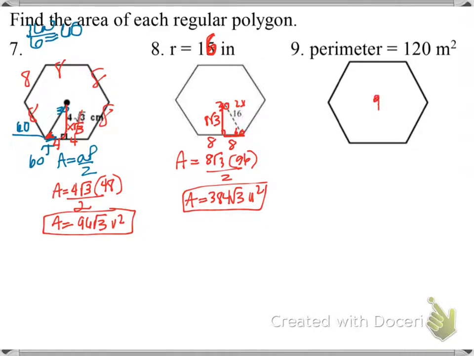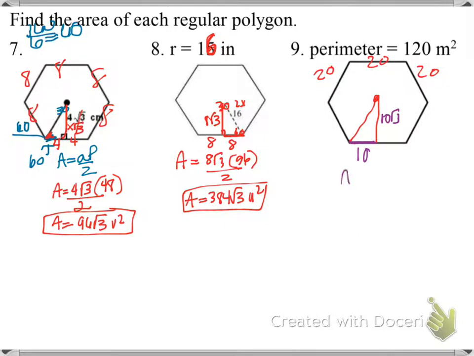Okay, so here I'm going to draw in a triangle because there's not one drawn. And they tell me that the perimeter is 120. So if I do 120 divided by 6, that means every side is 20. But all I really care about is when I get around to my triangle. And so that would be half of the side, which would be 10. Okay, that's my short leg. This would be 10 root 3, and we don't really need the radius here, but it would be 20.